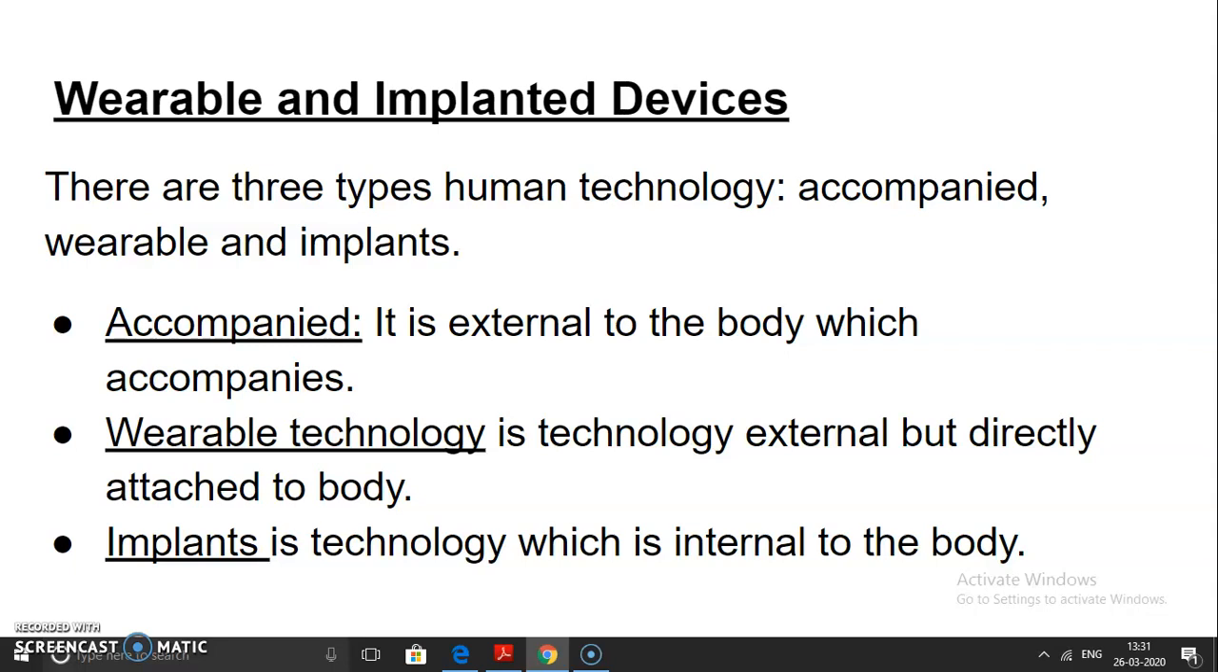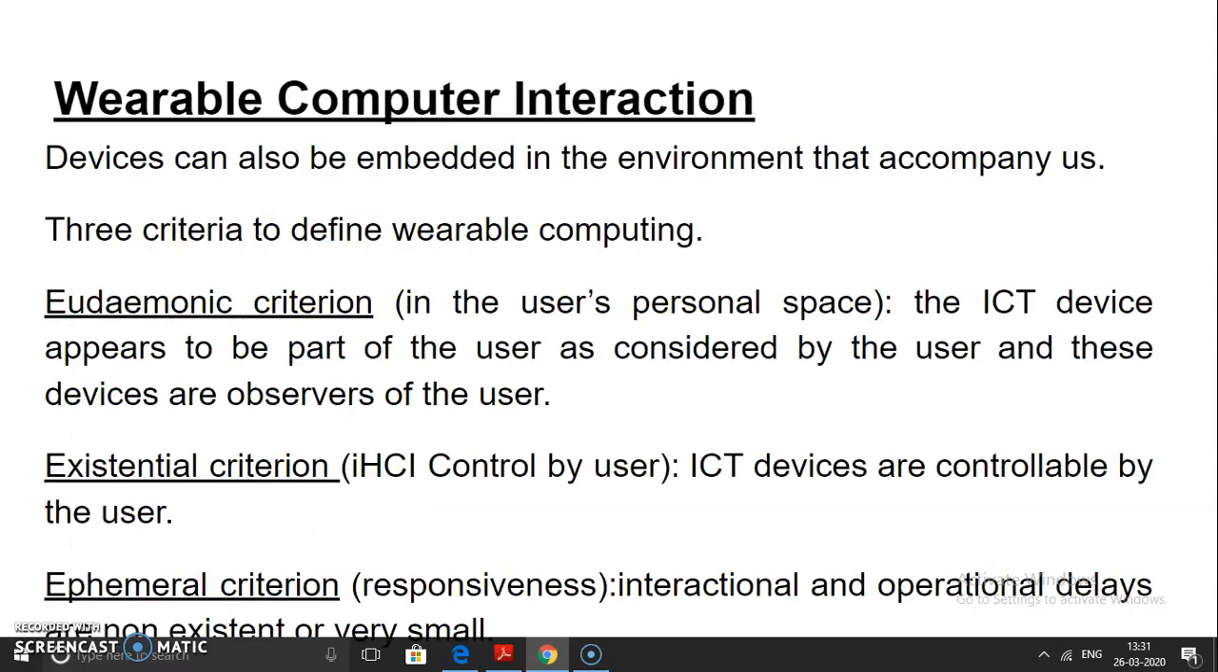Second type is wearable technology. These devices are also external to the body, but it is necessary to attach these devices on the body. For example, smart band is an example of wearable technology. And third type is implanted devices, and those devices are part of our internal body. We will check it one by one.